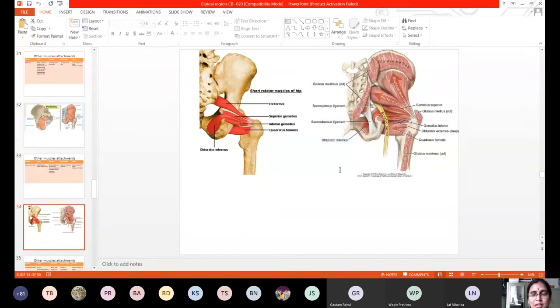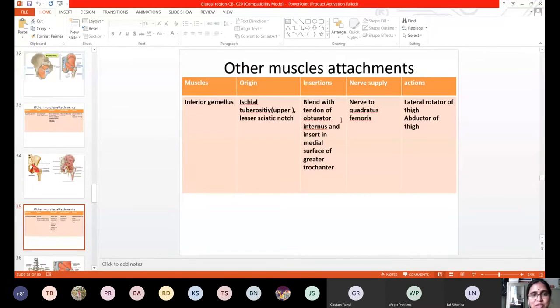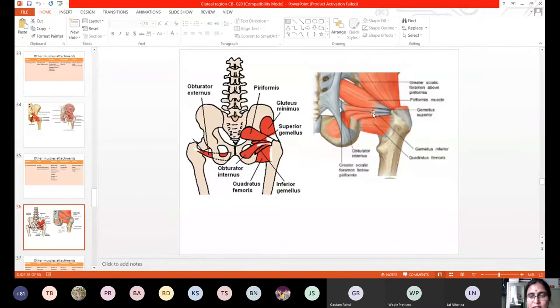Now, another important muscle is the small twin muscle, inferior gemellus. You can see, this is superior gemellus, this is inferior gemellus. So it is very easy. Inferior gemellus arises from which tuberosity? Does it arise from ischial spine? No. It arises from which tuberosity? You can see in the picture. Which tuberosity is this?